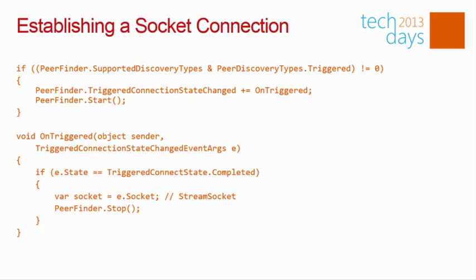Notice what I'm doing in my TriggeredConnectionStateChanged event handler. If I see that the State property of the event args is TriggeredConnectState.Completed, then that tells me that these two devices have been connected together, not by NFC, but with a network connection. And from the Socket property of the event args, I can get a reference to a WinRT StreamSocket object, which I can do with whatever I care to do.